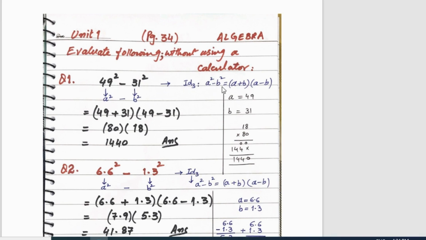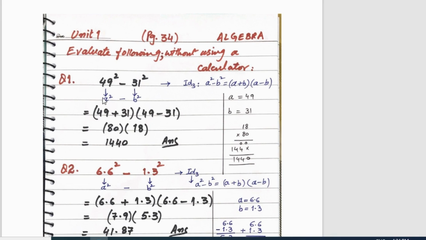So how will we open it? We will write it as a plus b and a minus b. What is a over here? In this given term, a is 49 and b is 31. So we will write 49 plus 31 and 49 minus 31, using the right side of ID3. This is the reverse ID.